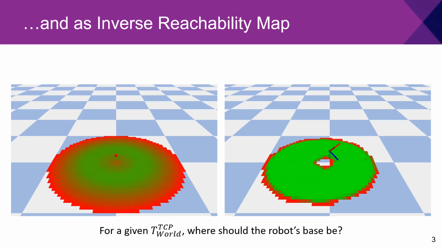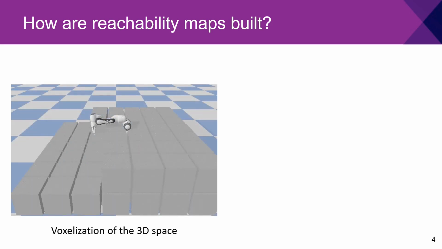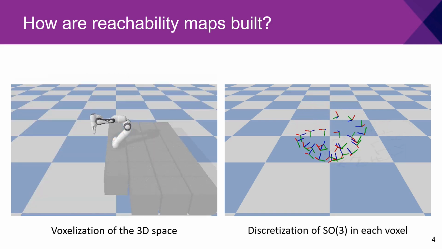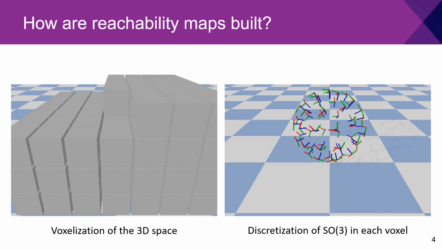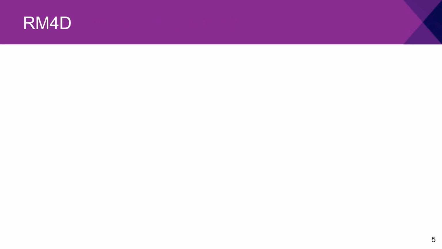point position or pose. Existing approaches build a reachability map by discretizing the robot's 6-dimensional workspace. First, they voxelize the 3D space, and then they discretize the orientation based on the approach direction and the in-plane rotation. The inverse map is then a separate data structure of the same type and must be built from the forward map. Instead, our RM4D uses the same data structure as both forward and inverse map.